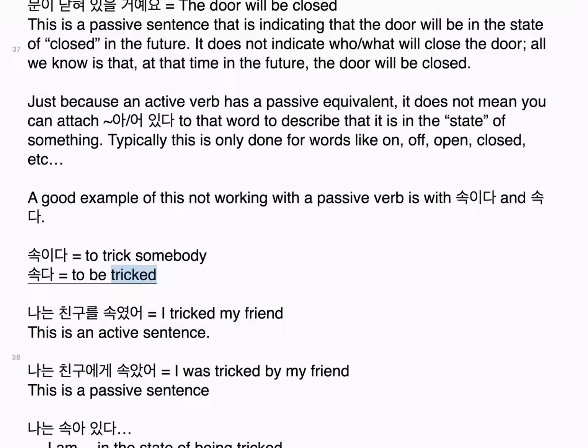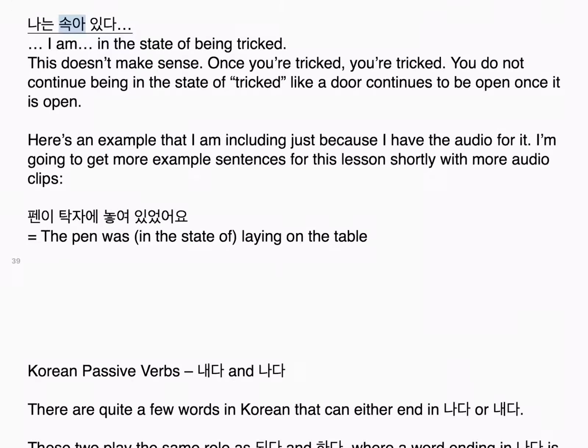속다, to be tricked. 나는 친구를 속였어. I tricked my friend. This is an active sentence. 나는 친구에게 속았어. I was tricked by my friend. This is a passive sentence. 나는 속아 있다. I am in the state of being tricked. This doesn't make sense. Once you're tricked, you're tricked. You do not continue being in the state of tricked like a door continues to be open once it is open.